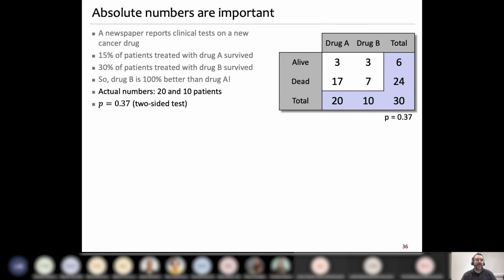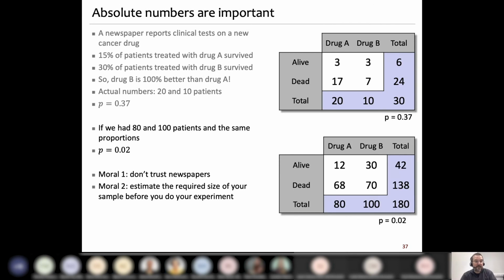Imagine these are the numbers in this experiment, where the totals were 20 patients treated with drug A and 10 patients treated with drug B. These are the proportions, 15 and 30%. You put all these numbers in the contingency table, and if you perform a two-sided test, we are just interested in whether drug A and B are different. The p-value is 0.37. We cannot reject the null hypothesis. This experiment is underpowered. We simply do not have enough counts.